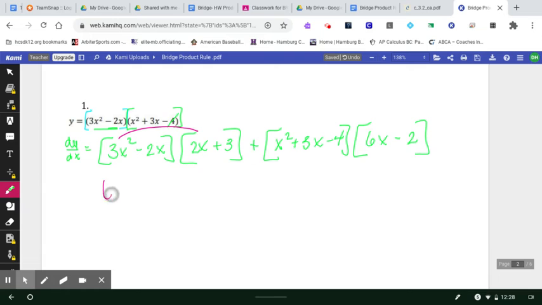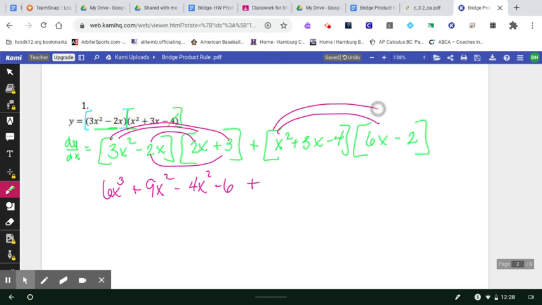So that's going to become 6x cubed plus 9x squared. What is that? Minus 4x squared minus 6. Okay, so I put those together, and then I have a plus sign. Now I have a trinomial times a binomial, so I'm just going to distribute this through, I guess.